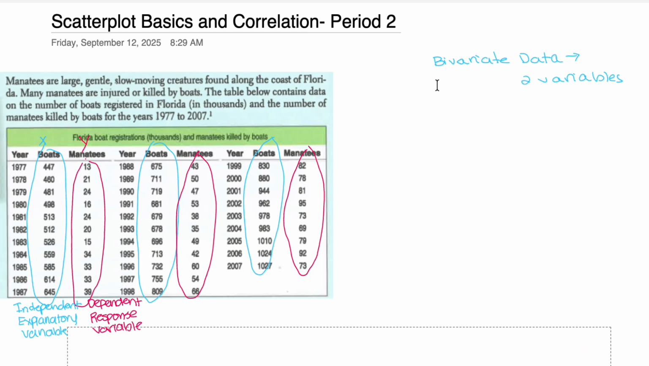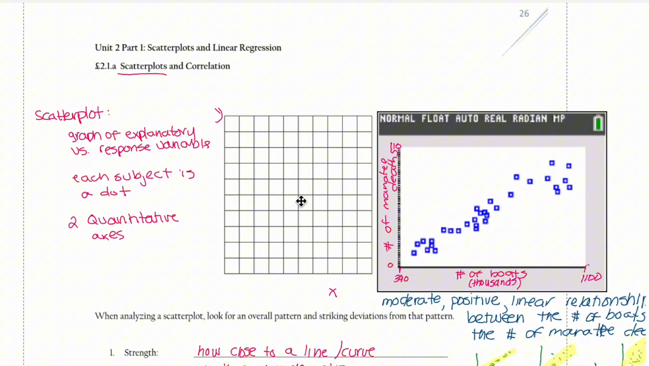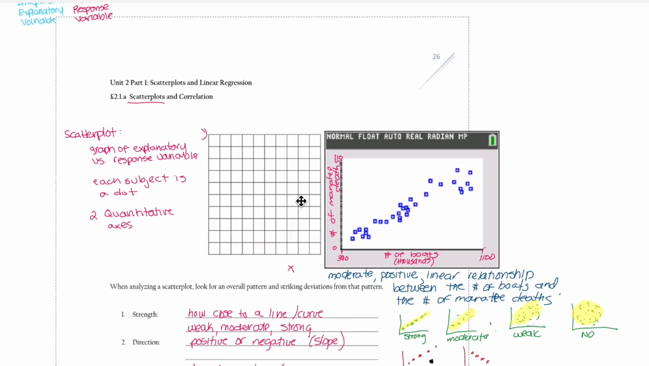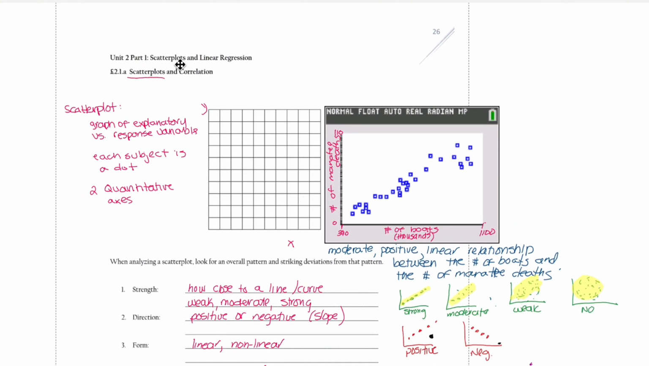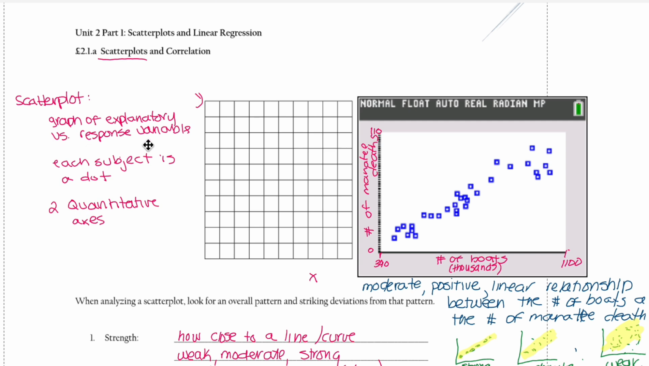So this is bivariate data, which means two variables. That's basically what we are going to use next to create a scatterplot. So let's take a look at how we are going to do it. This is scatterplots and linear regression, and scatterplots and correlation first. A scatterplot, you can see, is the graph of explanatory versus response variable. Each subject is a dot.